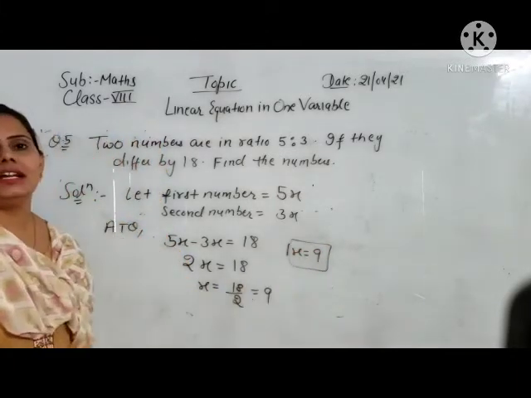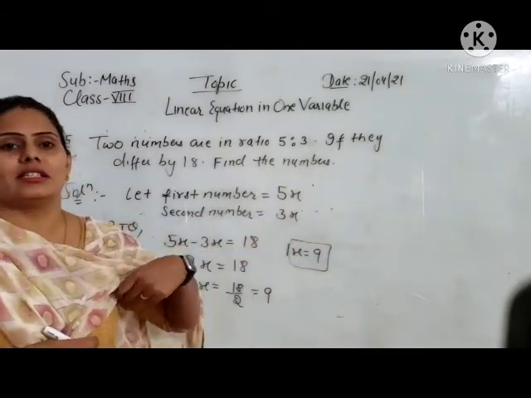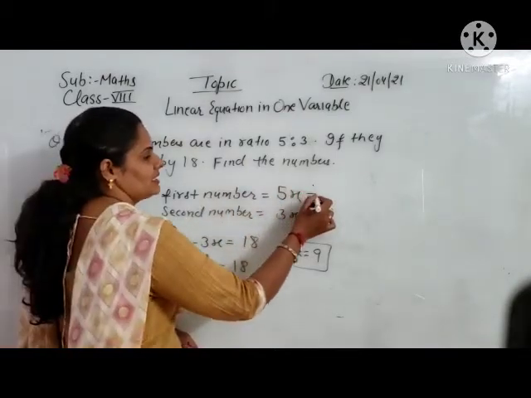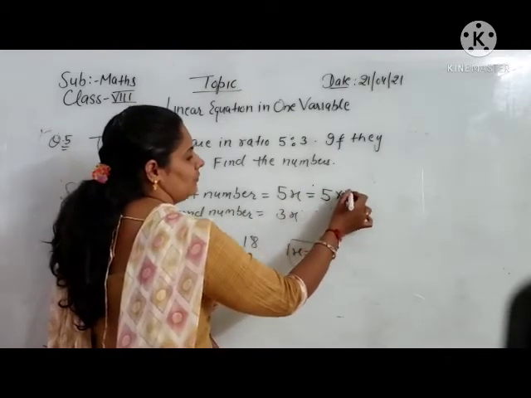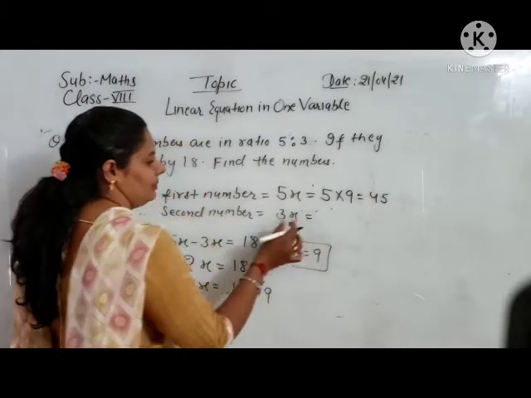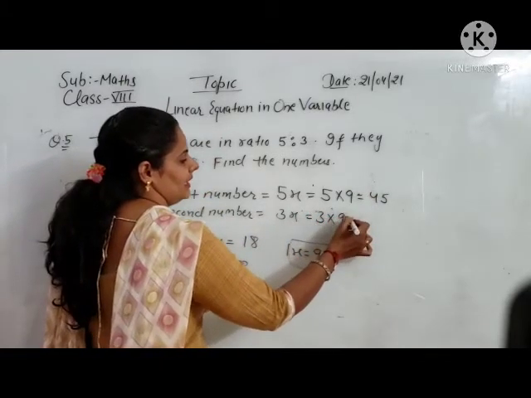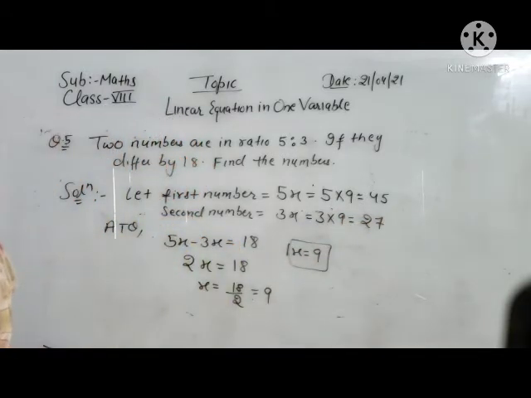If the value of x is equal to 9, so you have to find the numbers. What will be the first number? What will be the second number? So first number, what is given? 5x. So at the place of x, you have to put the value. So 5 multiplied 9, 45. And second number, it is 3x. So again you will put the value. So 3 multiplied 9, it is 27. Clear? So what will you do in this question?